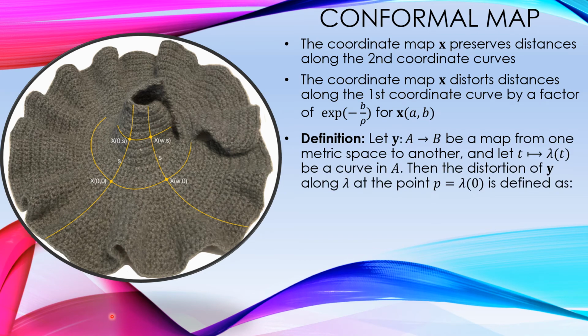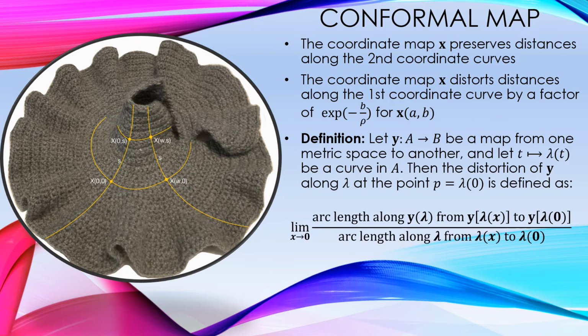So by definition then, distortion would be this: let y represent a map from A to B, mapping one metric space to another, and let lambda of t be a curve in A. Then the distortion of y along lambda at the point p equal to lambda of 0 is defined as the limit as x approaches 0 of the arc length along our curve y of lambda from y of lambda of x to y of lambda of 0, divided by the arc length along lambda from lambda of x to lambda of 0.